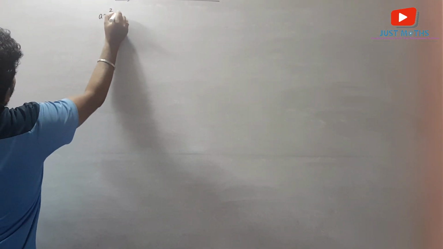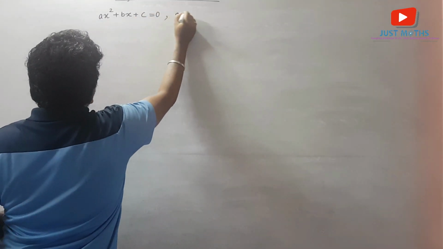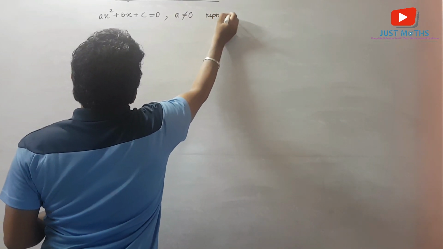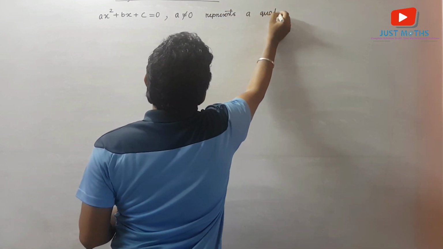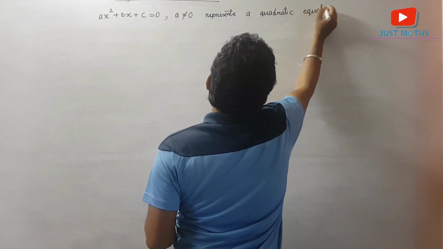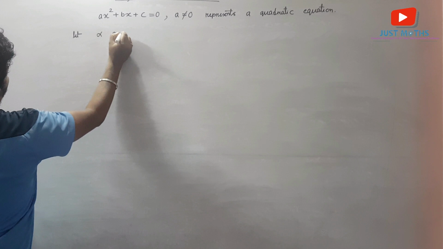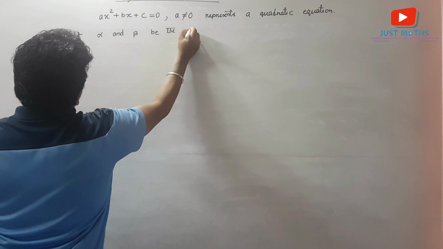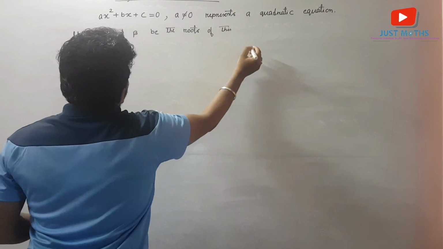ax square plus bx plus c is equal to 0, where a is not equal to 0, represents a quadratic equation. Let alpha and beta be the roots of this equation.